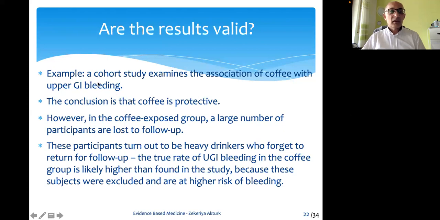An example for that: a cohort study examines the association of coffee with upper GI bleeding. So the conclusion is coffee is protective. Actually, clinically, we know that coffee is a risk factor for gastrointestinal bleeding. However, then it comes out that in the coffee exposed group, a large number of participants were lost to follow-up because they were also heavy drinkers. And the heavy drinkers also consume a lot of coffee, and because of the drinking behavior, they forgot to return for follow-up. So the truth actually was that coffee was not protective, but because of this difference in the loss of follow-up, you could have interpreted it falsely.